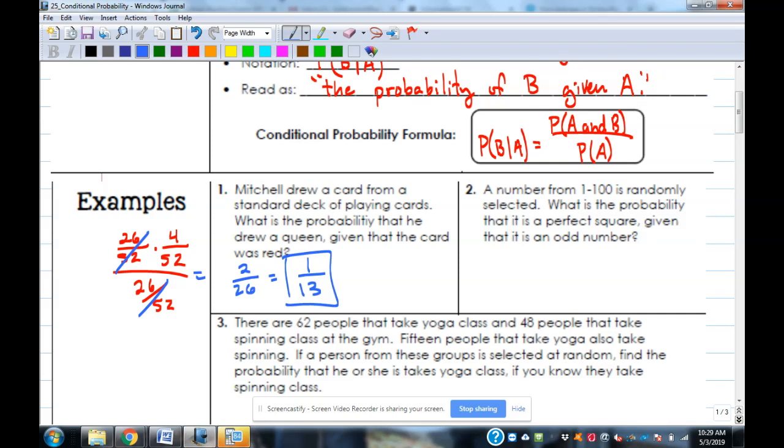1, 4, 9, 16, 25, 36, 49, 64, 81, 100. All right, so there are 10 perfect squares from 1 to 100. So we know those. Always helpful to have that information. Probability that it's a perfect square given that it's an odd number. Okay, so how many perfect squares are there? 1, 2, 3, 4, 5, 6, 7, 8, 9, 10, right? How many of those are odd? How many? Four of them?